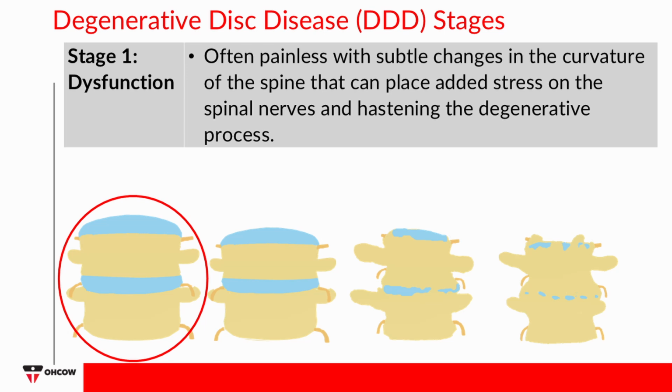The first stage is called dysfunction. This is often painless with only subtle changes in the curvature of the spine that can place added stress on the spinal nerves and hasten the degenerative process.